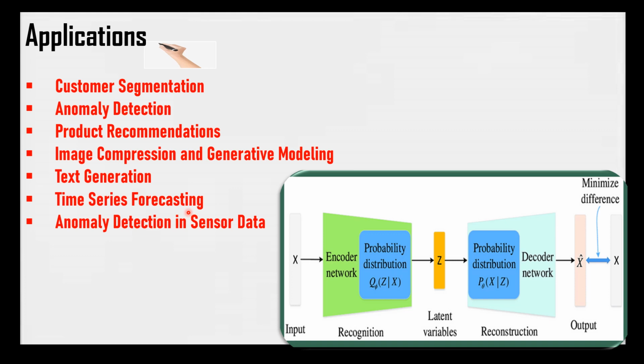And in each of these examples, the variational autoencoder helps businesses identify patterns and relations that might otherwise go unnoticed, allowing them to make informed decisions, optimize their operations, and ultimately increase their competitiveness in the market.